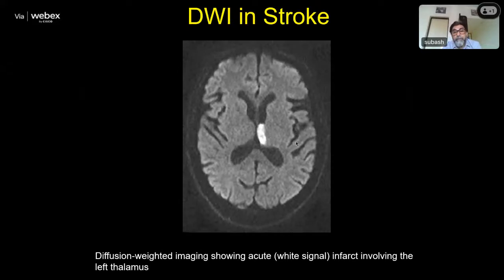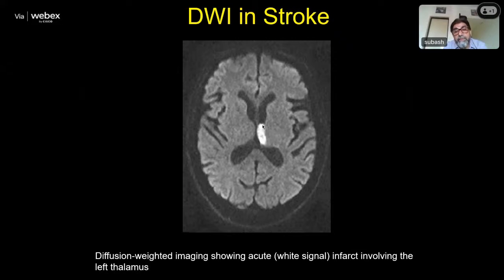This is a brain stroke in the left thalamic region, you can see how bright the stroke is. But this is a diffusion weighted image. This is not a T2 weighted image. So you can see there's a stroke. That's what I was telling you yesterday. Diffusion is the only technique which can show you a stroke within a few minutes of onset.